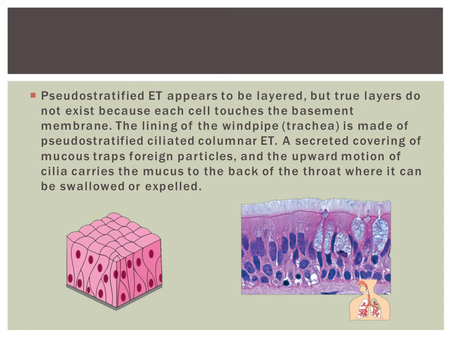Pseudo-stratified epithelial tissue. Pseudo means false, so it looks like it's stratified or many layers, but it's really not. Each cell does touch the basement membrane. So if you look at this diagram here on the left, if we just look at the nuclei, it looks like we have 2 layers of cells. But really, each of these cells touches the basement membrane. Each one is attached to the basement membrane, so it's really just one layer. So pseudo-stratified.